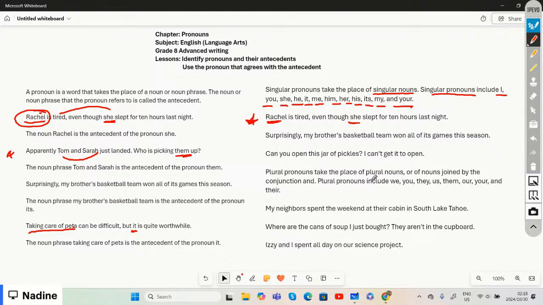These also include pronouns such as we, you, they, us, them, our, your, and their. When we say that nouns are joined by conjunctions, it's, for example, saying Nadine and Natalie. So these are two nouns, Nadine and Natalie, but joined by the conjunction and. So now it makes it plural because it's me and another person.